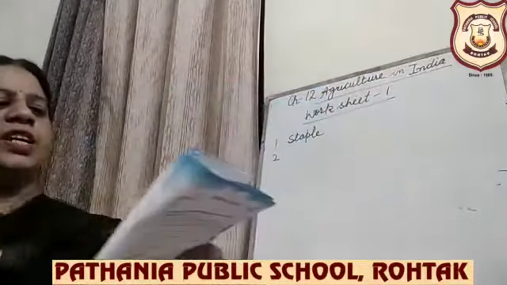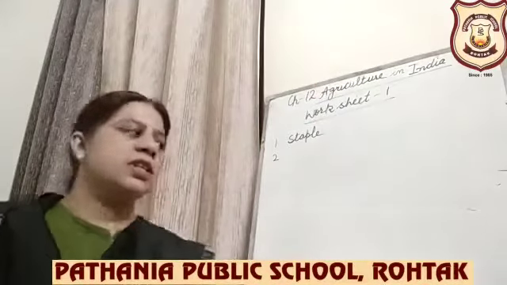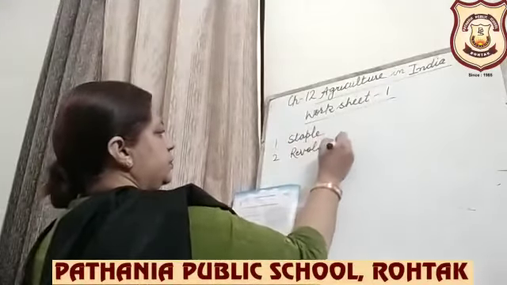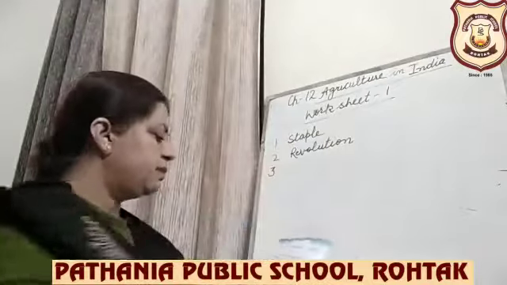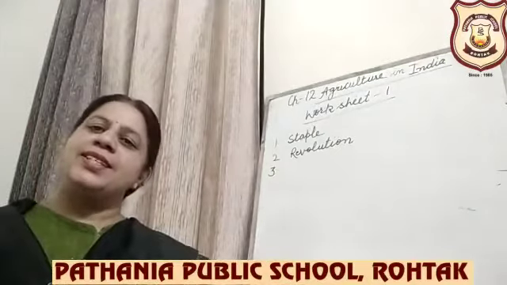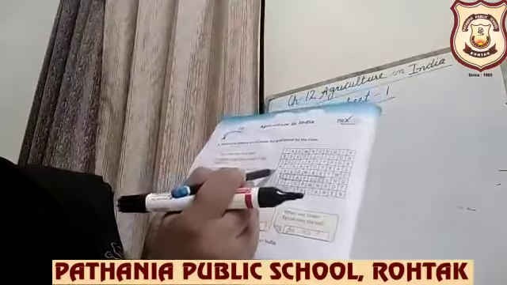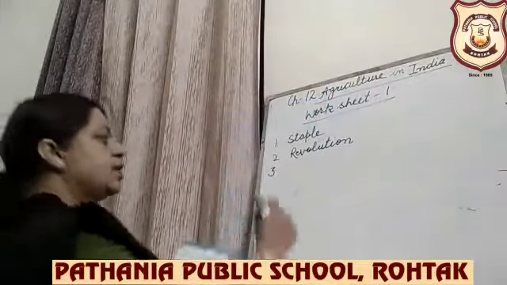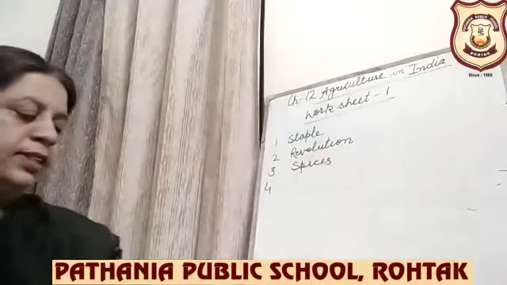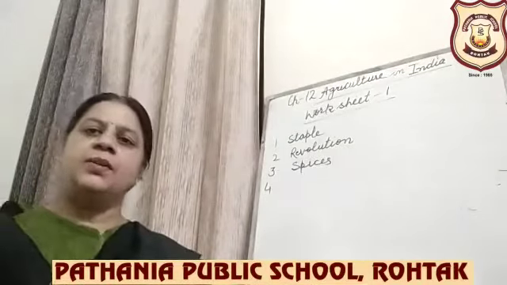Next, a major change taking place in the society. Major change, that is revolution. So, you have to circle number 2, revolution. Number 3. Examples of this variety are pepper, cardamom, cloves. So, these are spices. So, circle the first row, spices. Number 4. This is used for making sugar and jaggery. That is sugarcane. So, circle sugarcane.